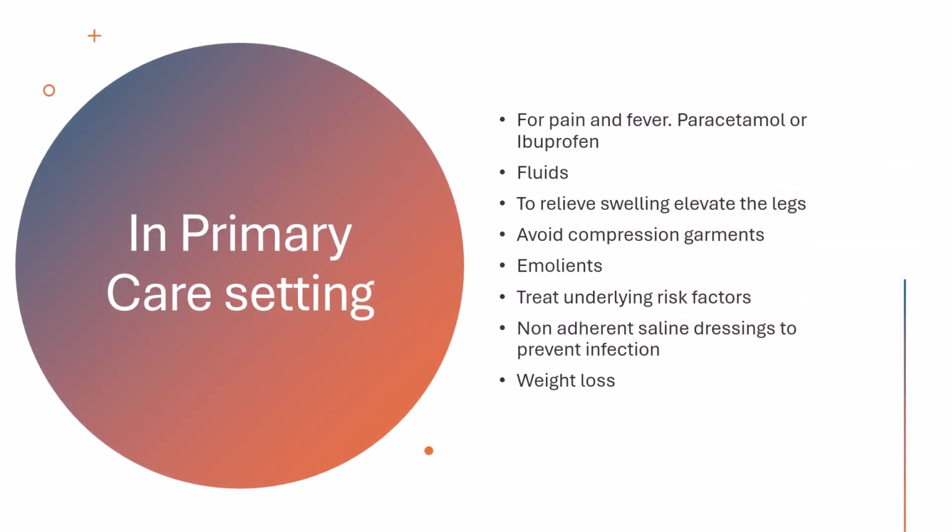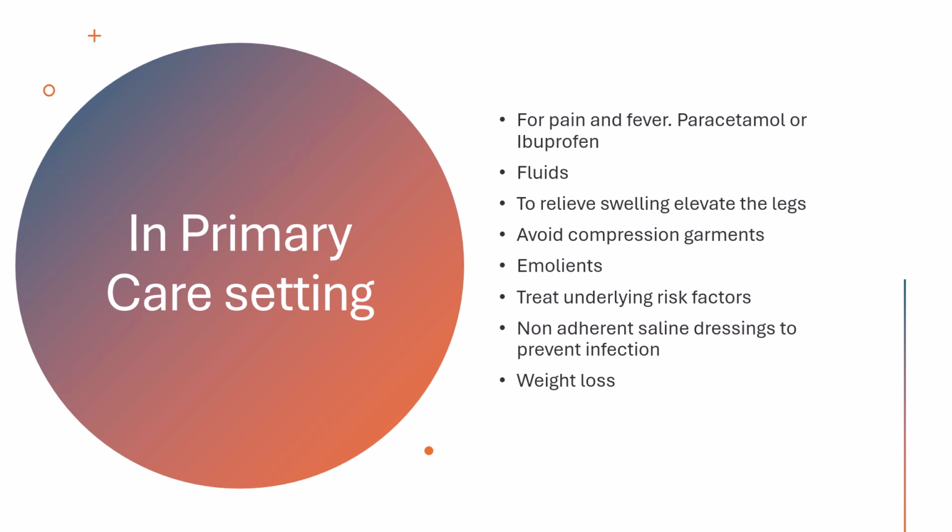So, how do we treat cellulitis in primary care setting? Normally we do conservative measures. For example, for pain and fever, we prescribe paracetamol, ibuprofen. We always check the hydration status of the patient. If there is any swelling in the legs, we tell them to elevate their legs. Don't stand for too long.